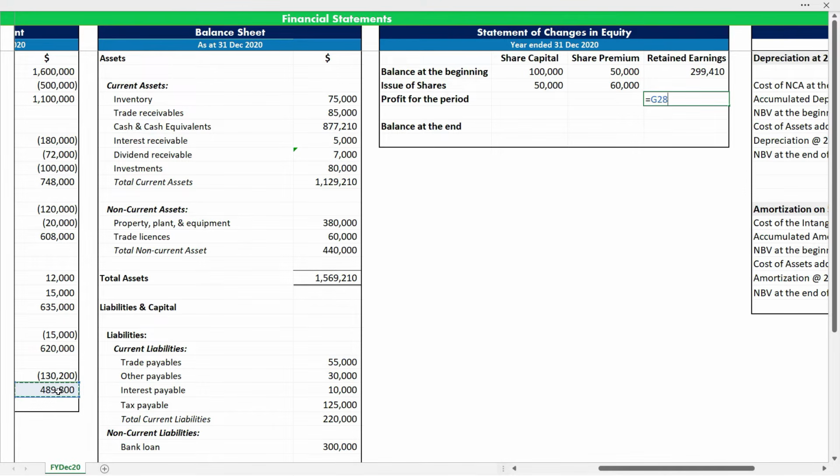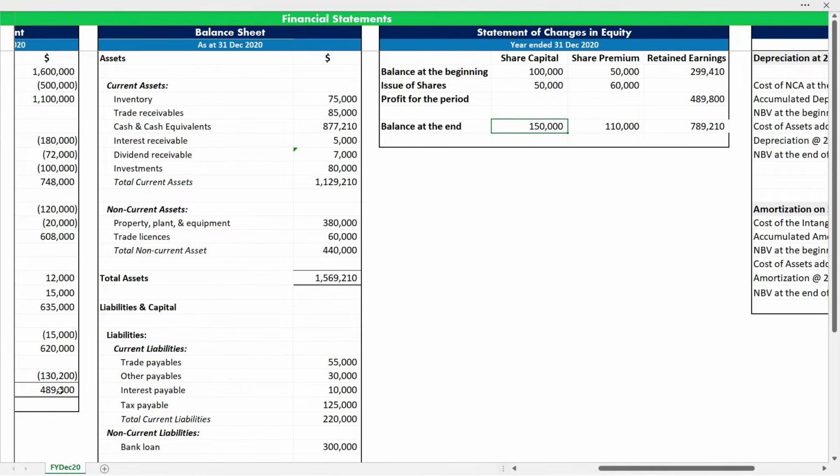I can see that here, so I'll link that, the net profit value, and you can see we have our profit now. So let us calculate balance at the end, which is the sum of all of these values above, and then we can just link that, and this is the closing equity.